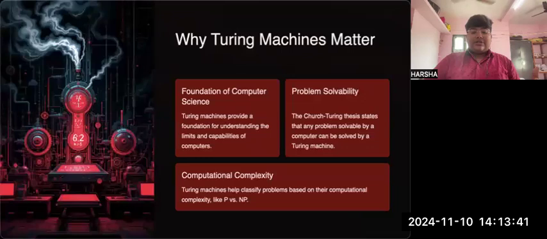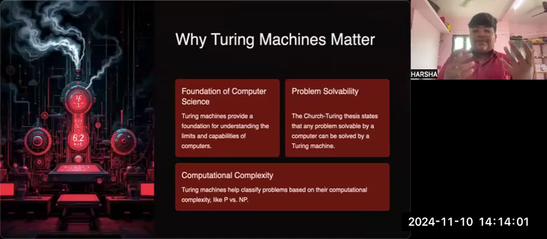Why Turing machines matter? So, why are Turing machines important? They help us understand the limit of what our regular computers can solve. Some problems are easy for our computers to solve, but others are so complicated they take forever to solve. Turing machines show which problems can be solved with computers and which ones cannot be.